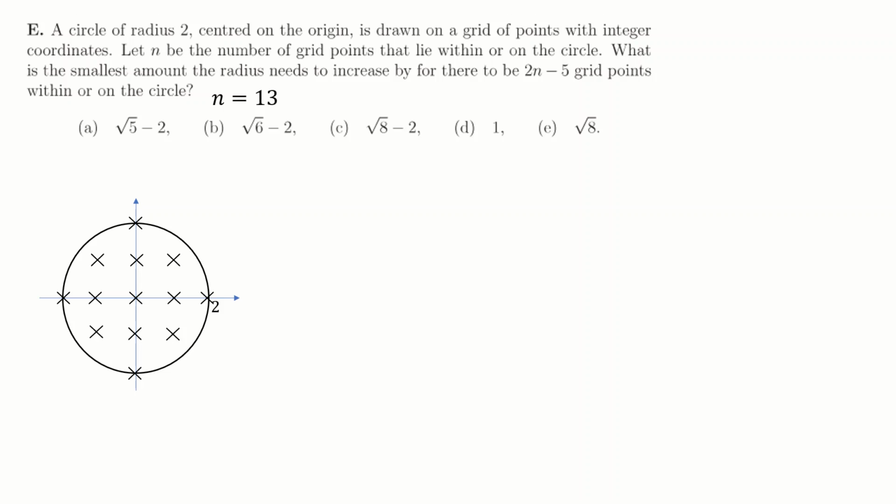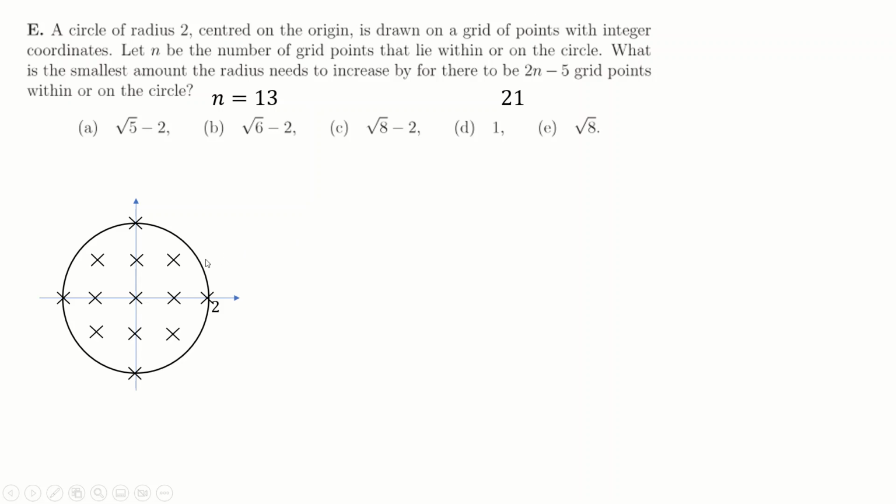So how many is that? Well, that's going to be, in total, 13, I believe. 9 inside, and then 4 on the edges. Right. So n is 13. So what's the amount we have to increase the radius by to get, well, n is 13, so 2 times that's 26, minus 5 is 21. So we need 8 more grid points.